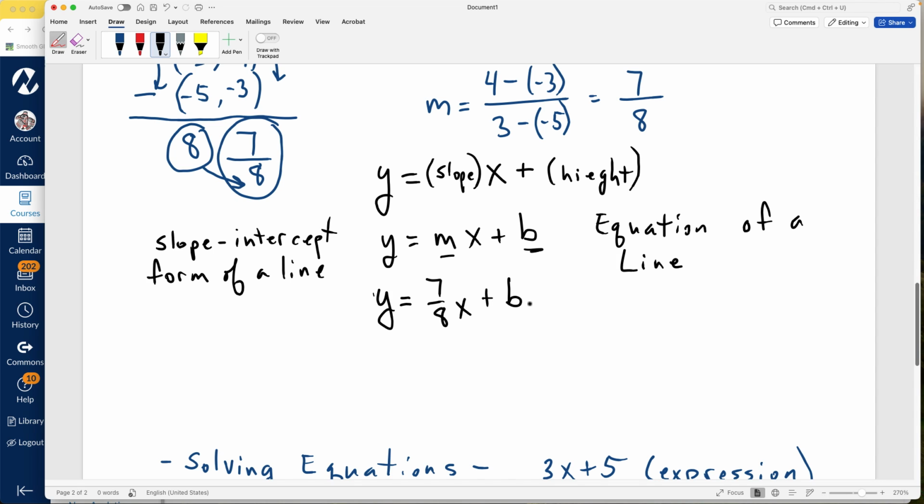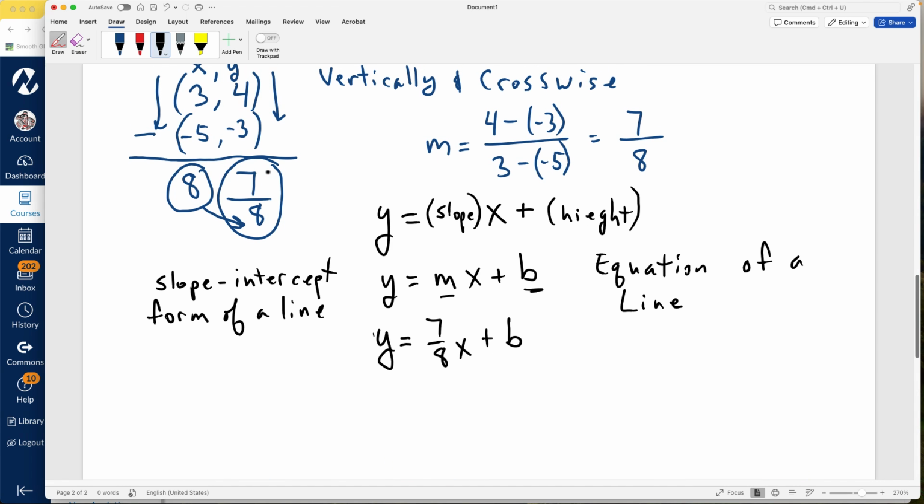To find my y-intercept, what I need to do is plug in some value, so I only have one variable, one unknown. So I can take one of the points that I was given, either 3, 4, or -5, -3. Which one would you like to use? 3, 4. We'll get the same answer. I would rather use 2 positive numbers than 2 negative numbers because that's when I'm going to make mistakes.